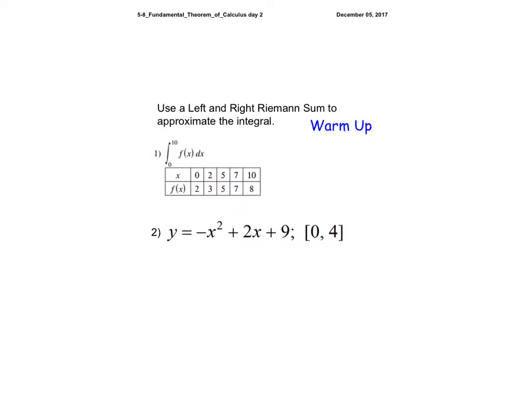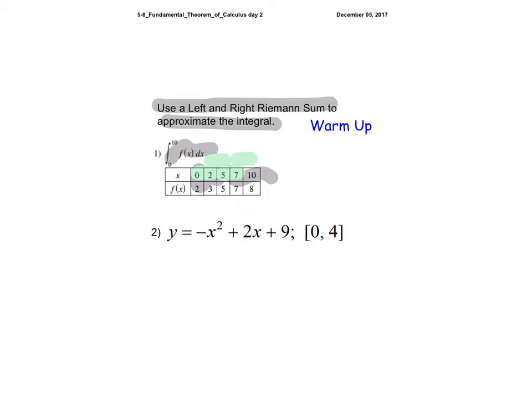Here's a warm-up. Use the left and right Riemann sum to approximate the integral. We have this integral and we have this table. Given that we're not told how wide they want each rectangle to be, I'm assuming that we're going to create 1, 2, 3, 4 intervals. So the way this works is, I'll pause the video and you guys are gonna give it a try first.